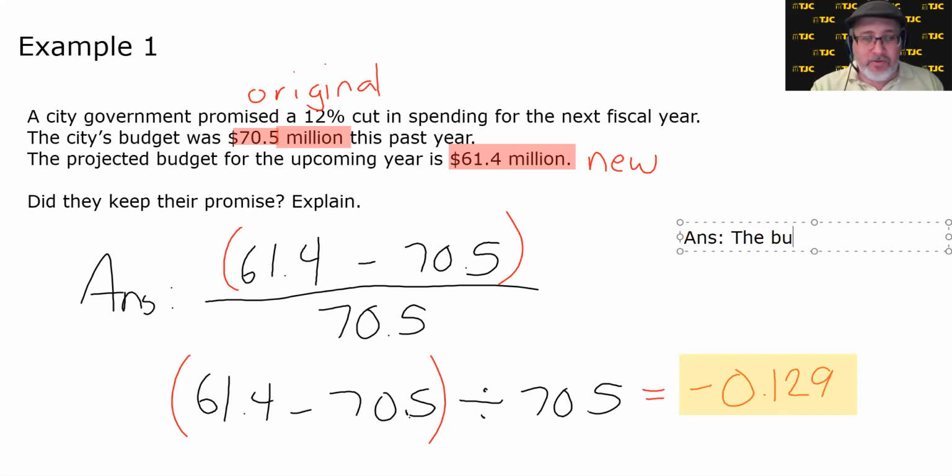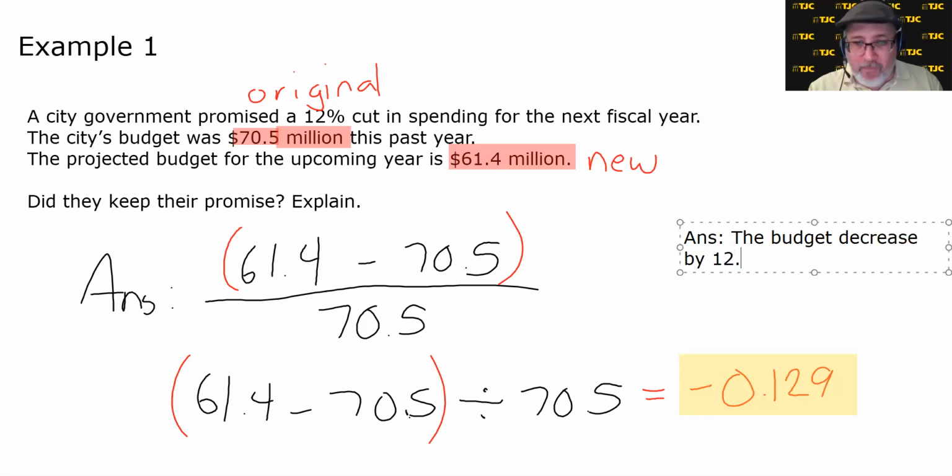The budget decreased by 12.9%. And notice I didn't type the negative because I said the word decreased. The budget decreased by 12.9%.